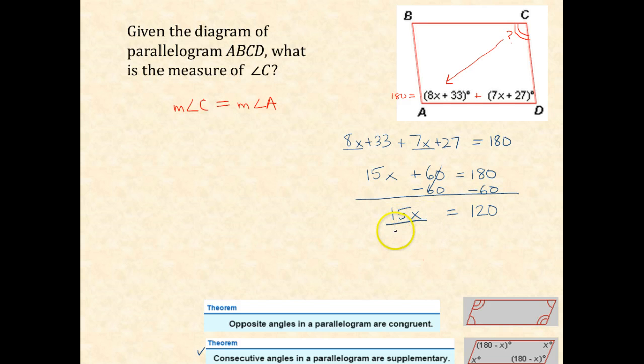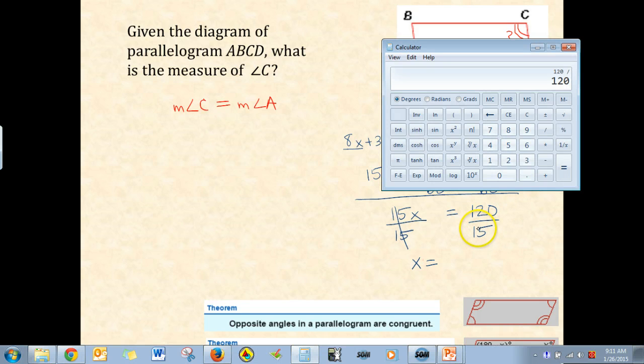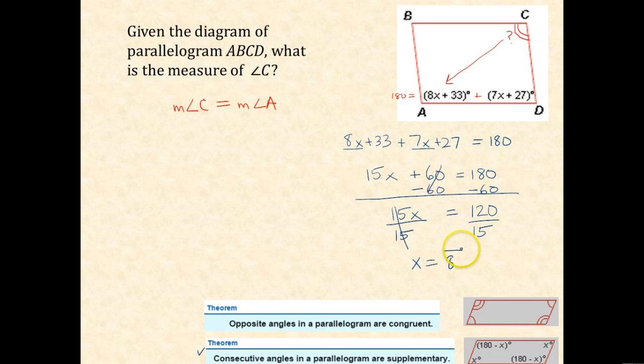And then I'm going to divide both sides by 15. So x equals 120 divided by 15. 120 divided by 15 is 8. So x equals 8. Am I done? No, because we need to know what is the measure of angle C. Well, I don't know the measure of angle C yet. I do know what x equals. If I know what x equals, then I can find out what is the measure of angle A.